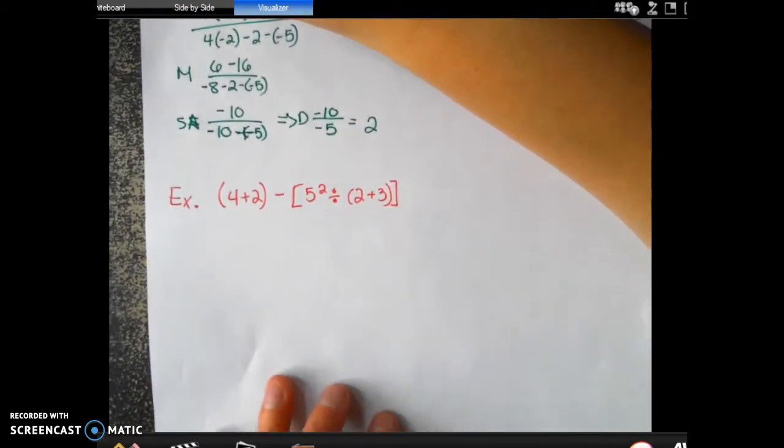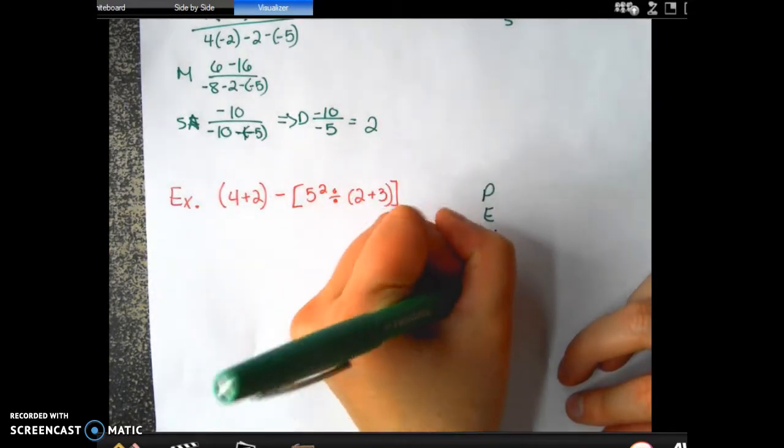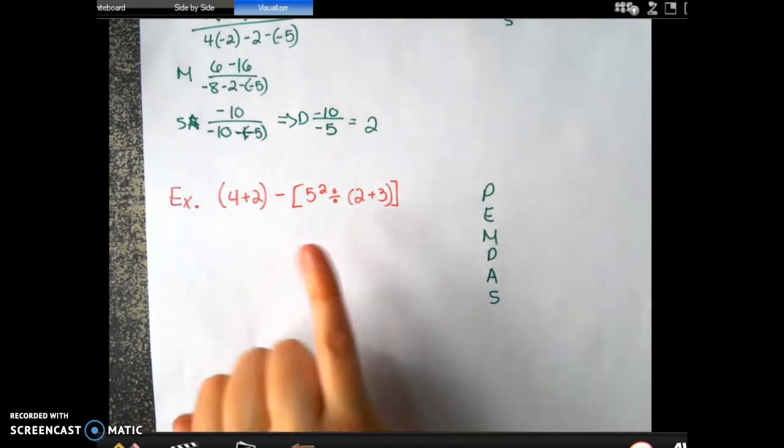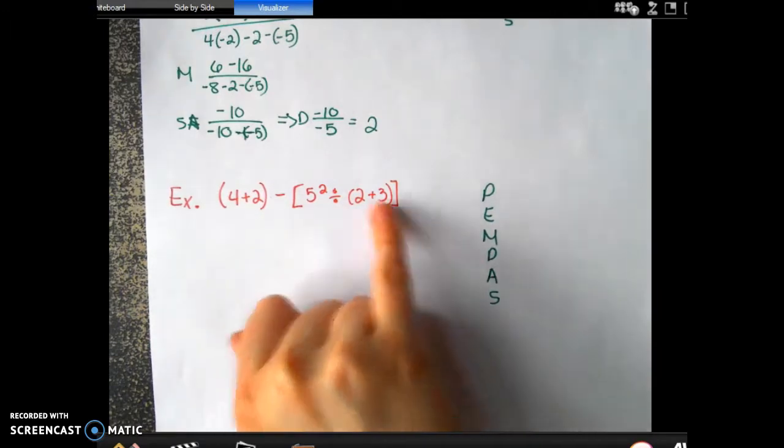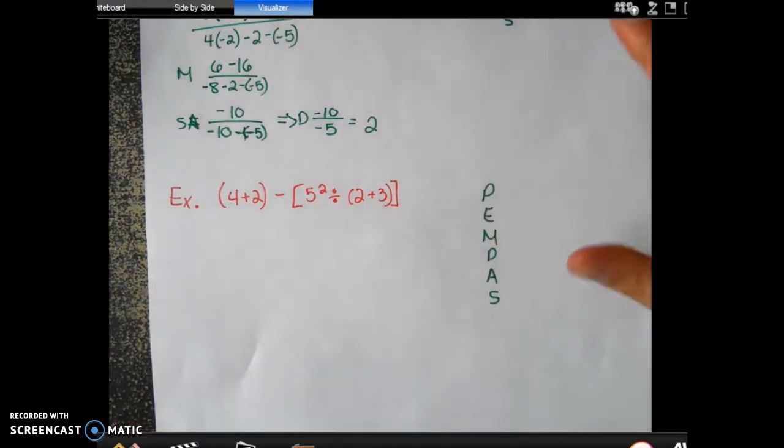All right, let's check out this last one. This last one, again, we're going to be using PEMDAS. But I wanted to show you what happens when you have parentheses within parentheses or parentheses within brackets. First thing, when you have parentheses within parentheses, it's like parenthesesception, you always do the inside parentheses first and work your way out.